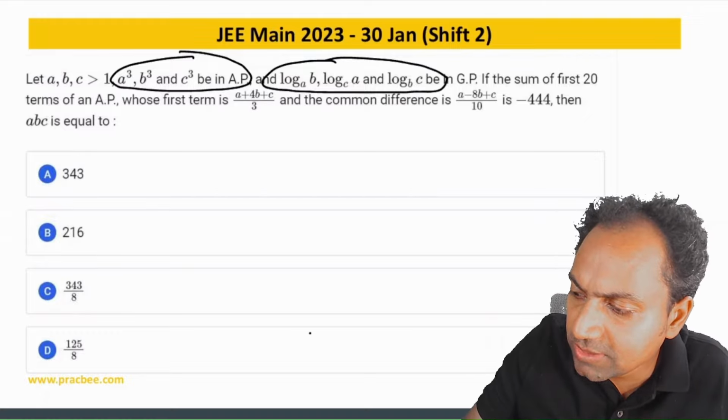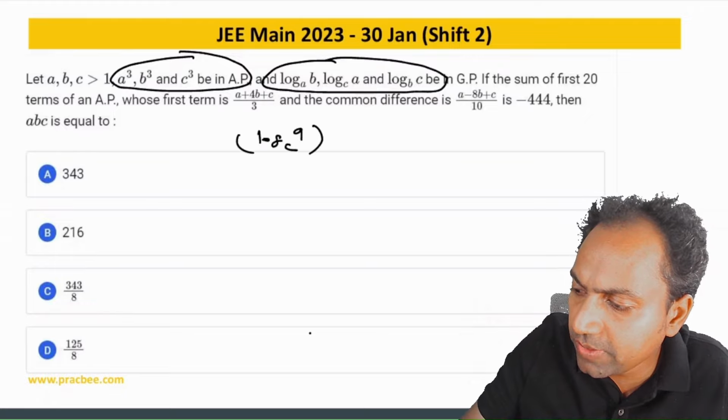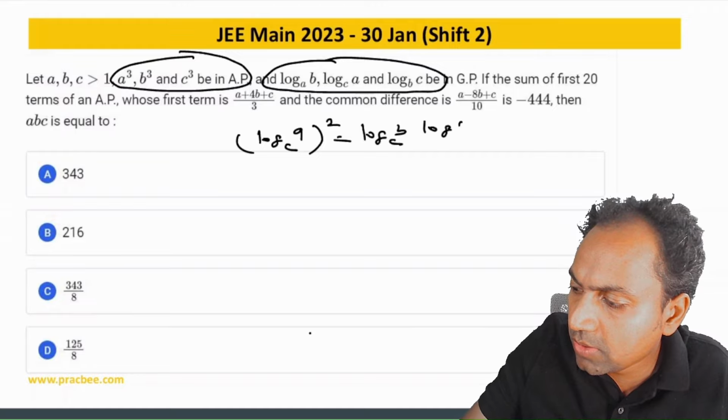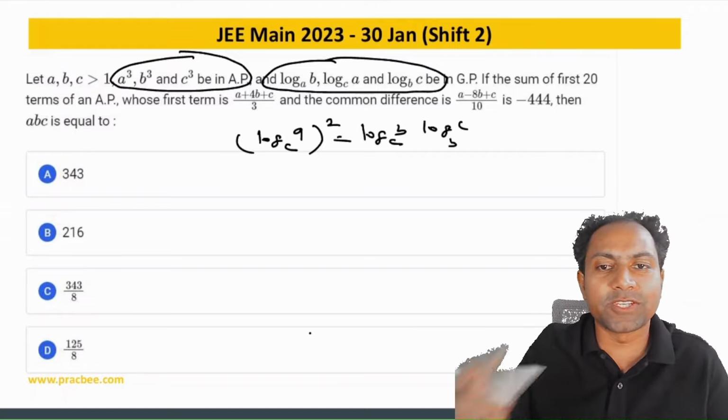So if three terms are in GP, then B square is equal to AC. So log of A whole square will be equal to log of B to the base C and log of C to the base B. Now let us use the base change formula.